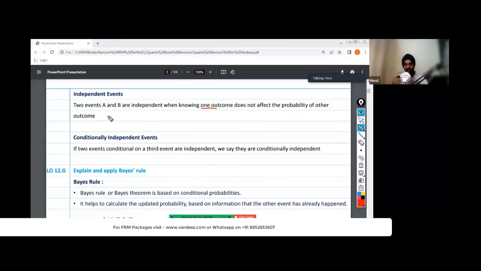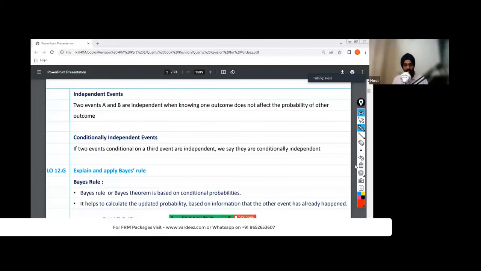But if I say that money supply goes up and, let's say, a candidate passing the exam, there's no relationship between them. Whatever happens to money supply is not going to affect the passing criteria for the FRM exam, right? So we can say that both these events are independent of each other. The probability of the other outcome does not affect A. That's what we mean by independent events.